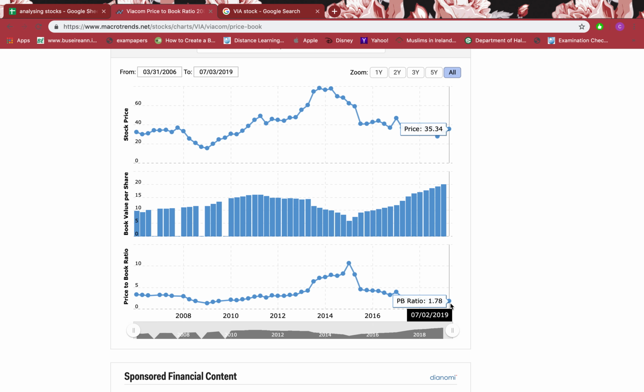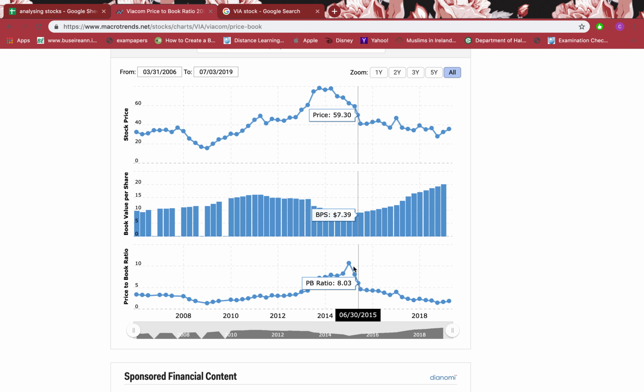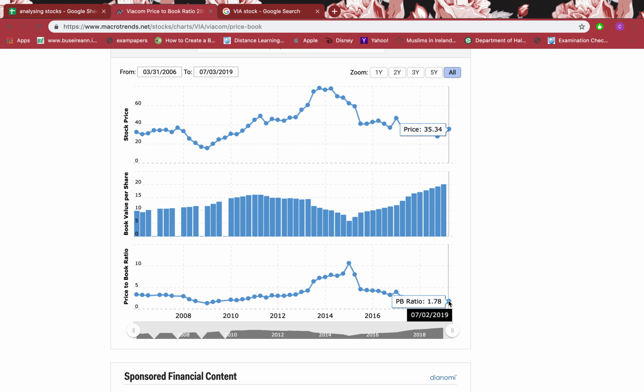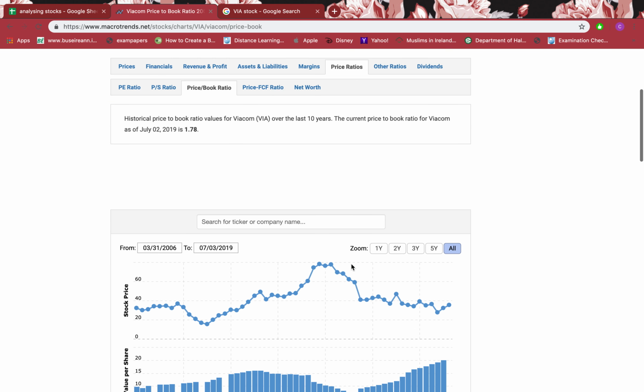Right now it is 1.78, which means that if somebody buys the stock right now, they will be paying 1.78 times more than its real worth. But it was most expensive in 2015, when it was nearly 10 times, 10.68, more expensive. So now it's a lot cheaper than in 2015, but still it's a bit expensive, so you need to be careful about that.